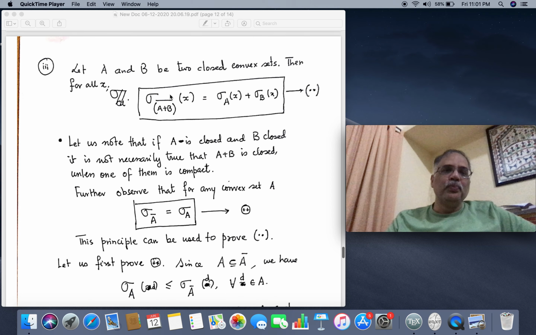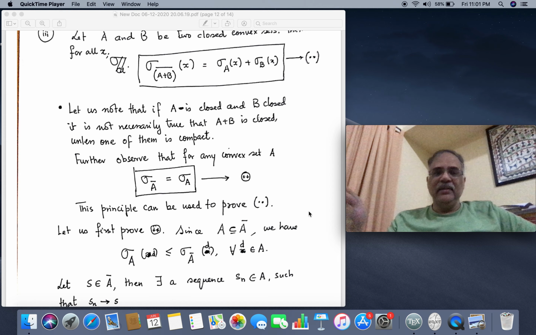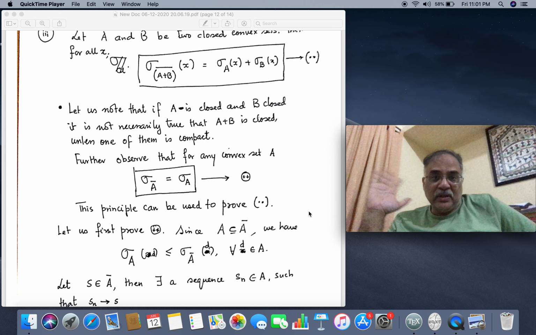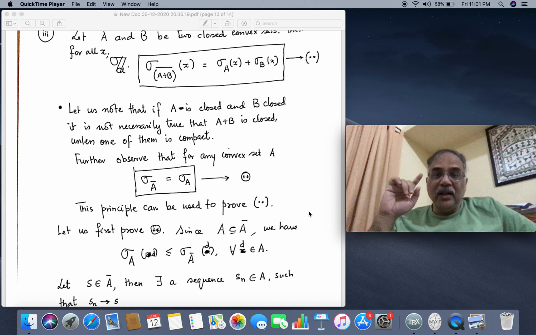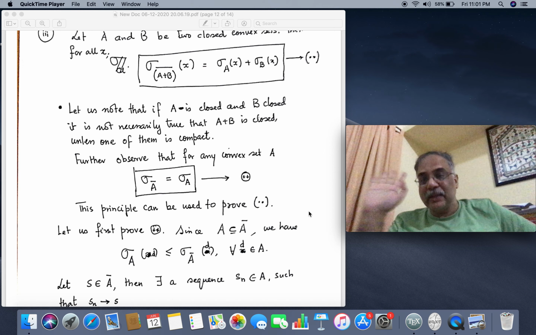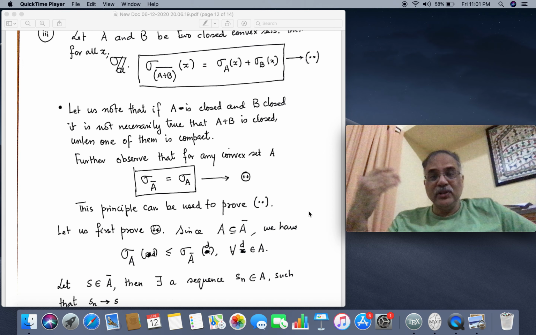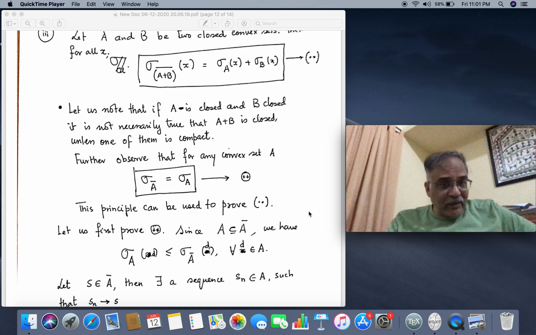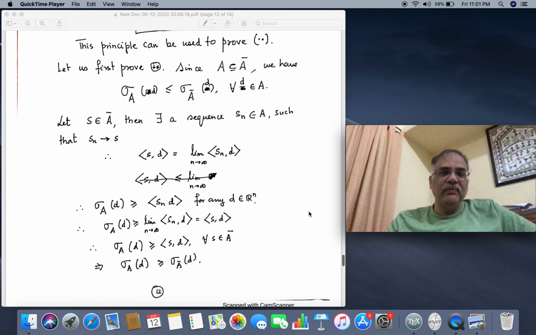So to prove this fact, you have to rely on a very simple fact: you give me any convex set A, maybe closed, maybe not closed, suppose it is not closed, then the support function of the closure is the support function of the set itself. I have a very simple proof here. Because A is always contained in A closure, what we learnt in property 1 is that sigma A is less than or equal to sigma A closure.